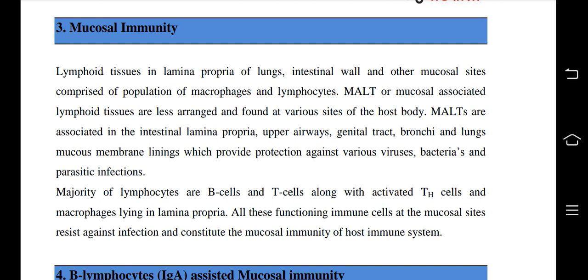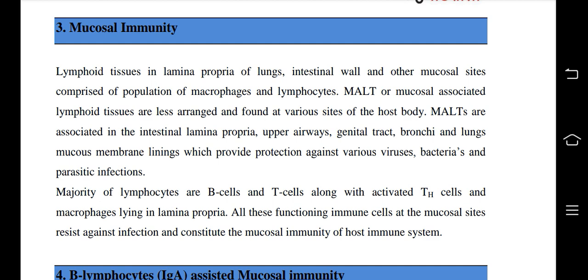Lymphoid tissue in the lamina propria of the lungs, intestinal wall, and other mucosal sites comprises a population of macrophages and lymphocytes. MALT, or mucosal associated lymphoid tissues, are less organized and found at various sites of the host body. MALTs are associated with the intestinal lamina propria, upper airways, genital tracts, bronchi, and lung mucous membrane linings, which provide protection against various viruses, bacteria, and parasitic infections.